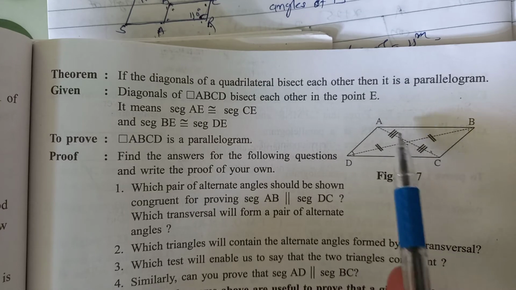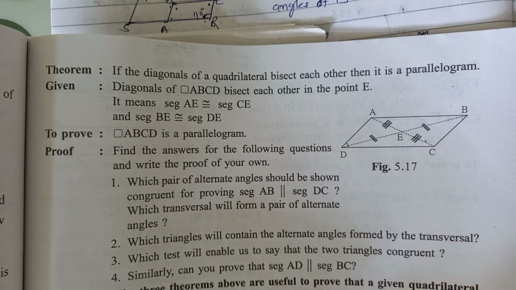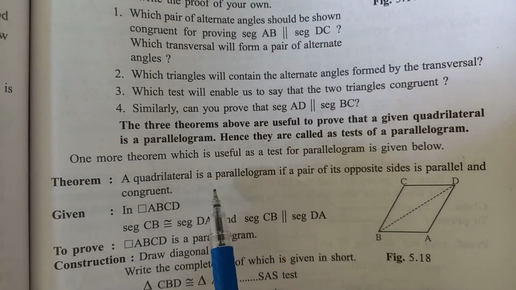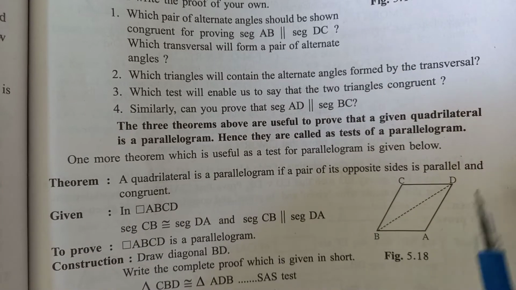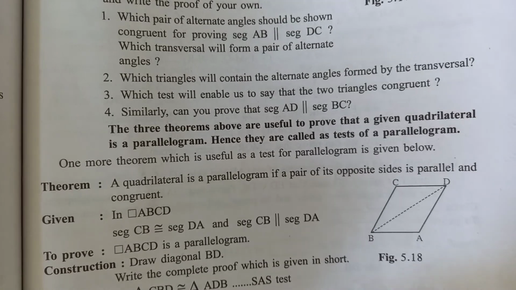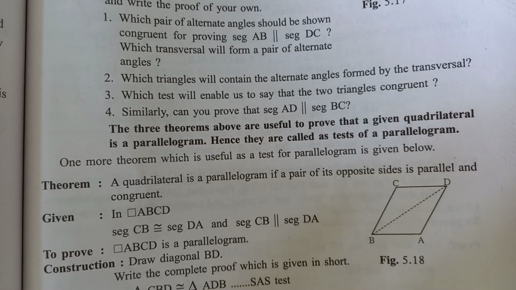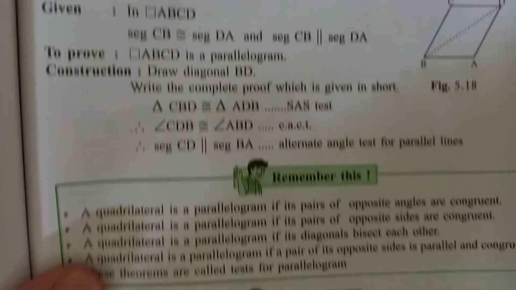Bisect means it is made into two equal parts like this, then that quadrilateral is also a parallelogram. And the last one: a quadrilateral is a parallelogram if a pair of opposite sides is parallel and congruent. Parallel also and congruent also, then that is a parallelogram. So we can say square, rhombus, rectangle, these all satisfy these properties. So this is a parallelogram.